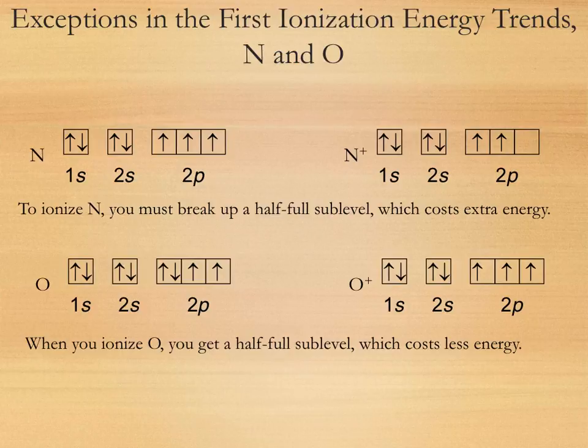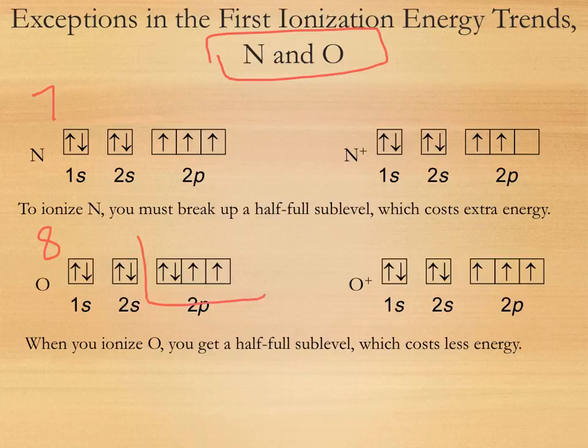Another example of an anomaly is comparing nitrogen and oxygen. Similar reasoning to what we just went through. Both of these are also in the second energy level. Nitrogen has atomic number 7 and oxygen is atomic number 8. So take a look at them. I bet you can predict which one has the lower ionization energy.